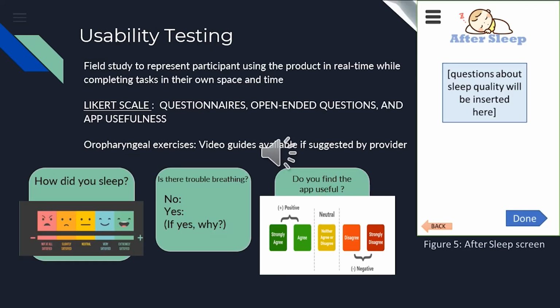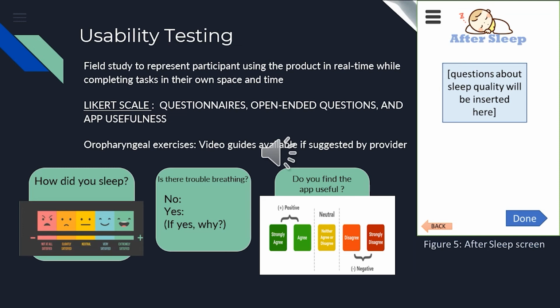Our usability testing would again facilitate field studies to represent the participants using the product in real time while completing tasks in their own space and time, as CPAP usage would mainly be at night before sleep, by their own selves without any help. This would also provide comfortability and in-depth feedback by lessening bias as opposed to a moderated usability study.